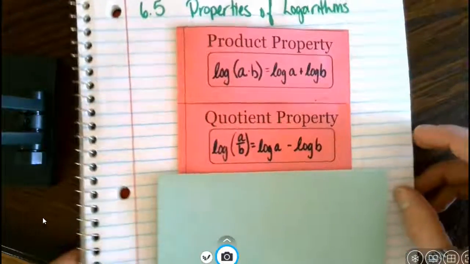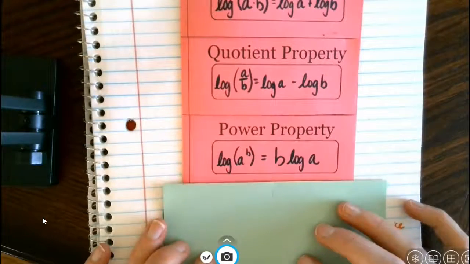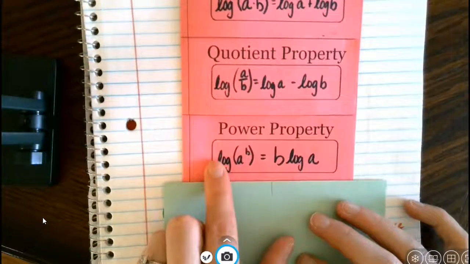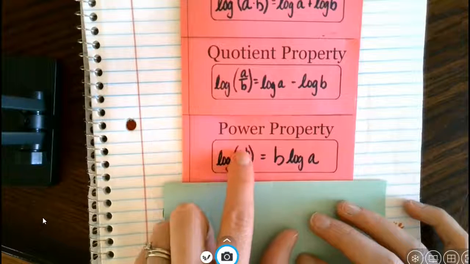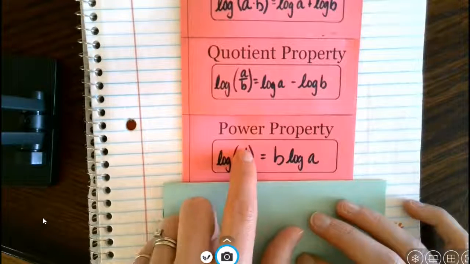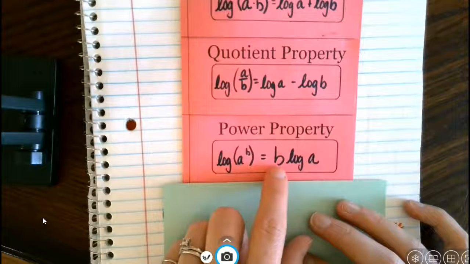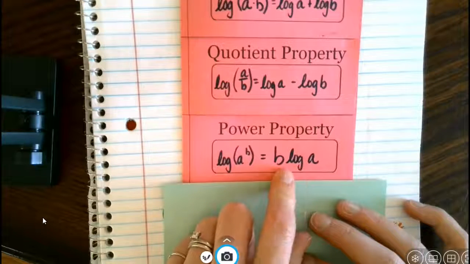That's our quotient property. Then the third property that we have is the power property. So if I have the log of something and I have that exponent, the way I deal with that exponent is I pull it out front and I multiply it times everything else.